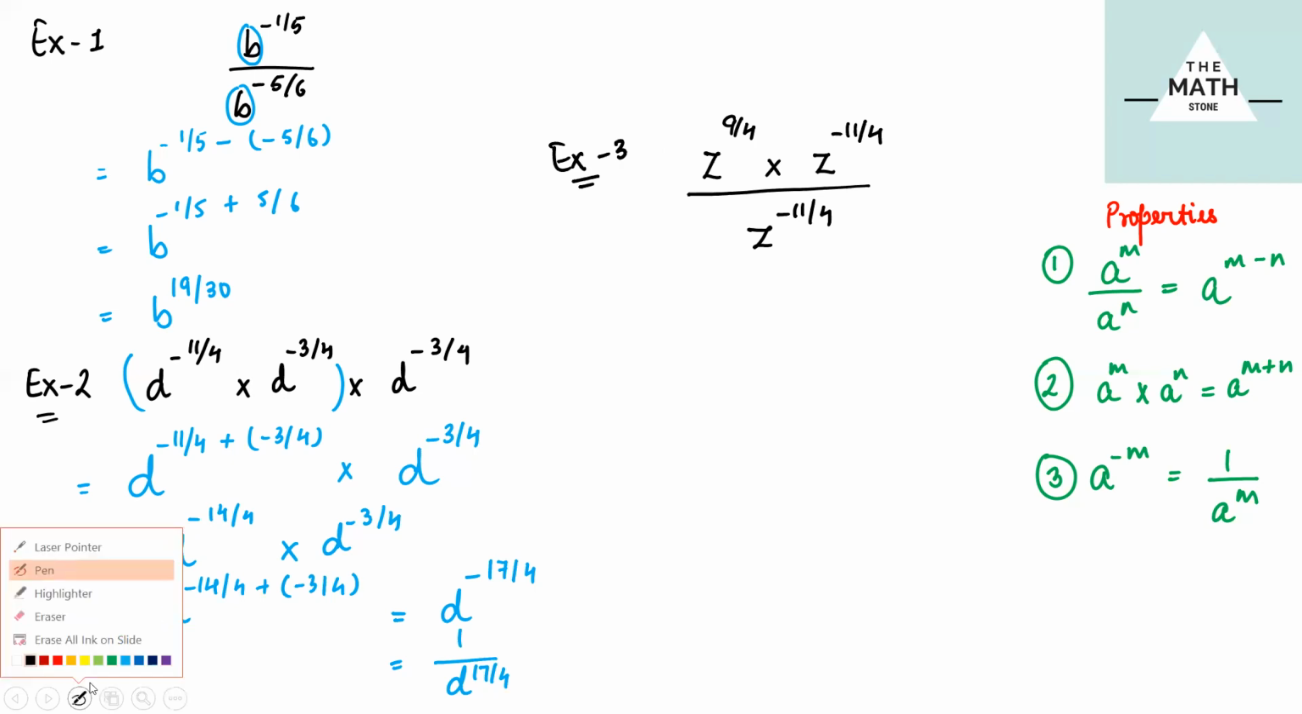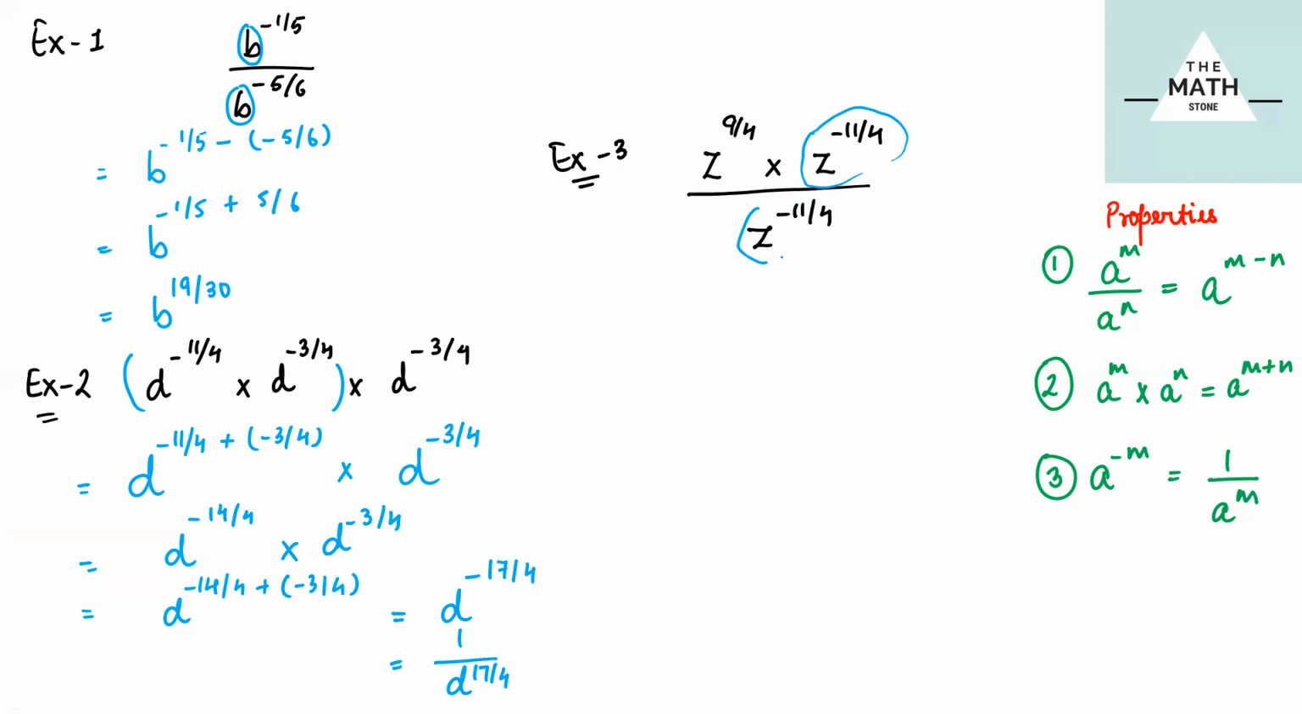Now, there are two ways of solving this one. First one is very simple. You can see that you have a common factor in both numerator and denominator. If you see this and this, these two are common factors. So you can simply divide the numerator and denominator by z raised to negative 11 over 4, and you get your final answer as z raised to 9 over 4. Because this and this, they are common factor and they'll get cancelled out. So you'll get this.